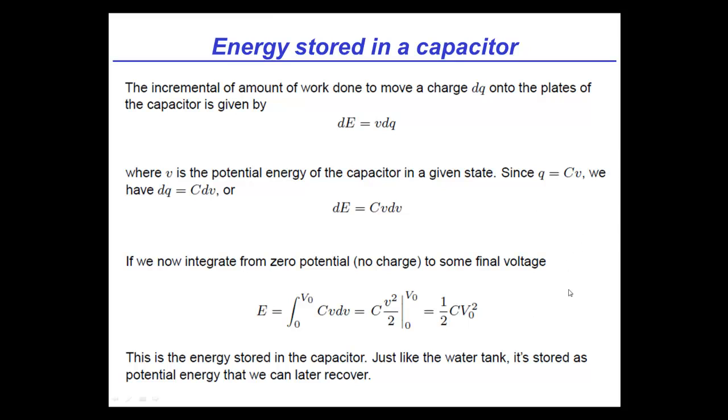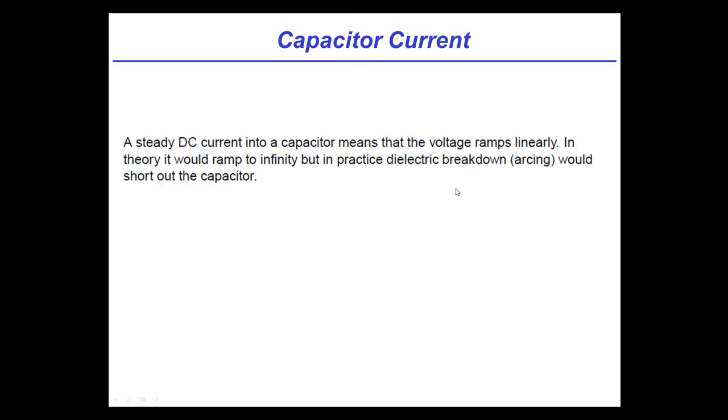Okay, that makes sense to me. So let's talk a little bit about capacitor current, just to give you, again, a little bit of intuition. A steady DC current into a capacitor, by now you should see, means you're going to get a linear increase in voltage, a linear ramp. You could also have a negative DC current, and you'd have a negative ramp in voltage.